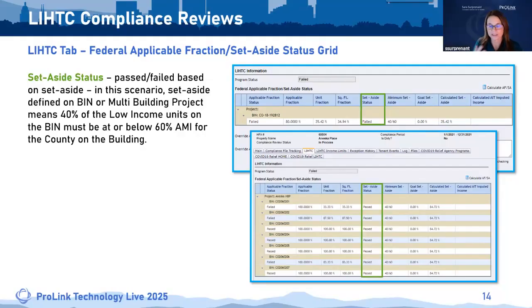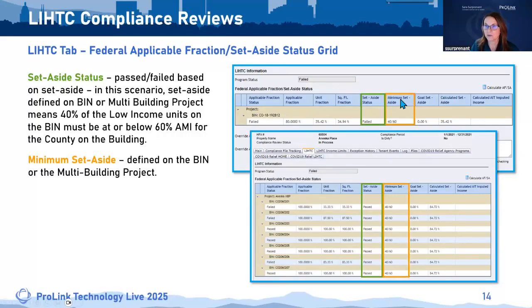When we talk 40-60, 40% of the low-income units must be at or below 60% AMI for the county on that particular building. And in a multi-building project, you might have buildings in different counties. I don't know how that filters into a real world scenario, but it might. And then, of course, your minimum set aside is going to be set on the bin. I think right now we have 40-60, we have 20-50. There might be a couple of agencies that had customized values put in, I'm not sure. And then we now have average income test.